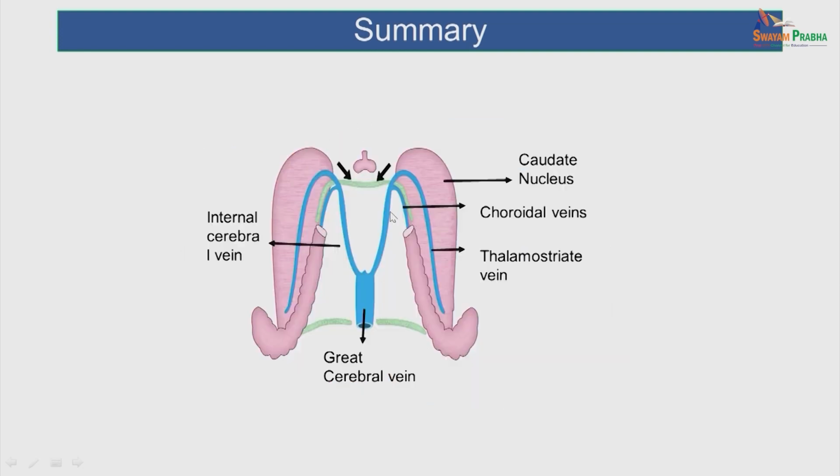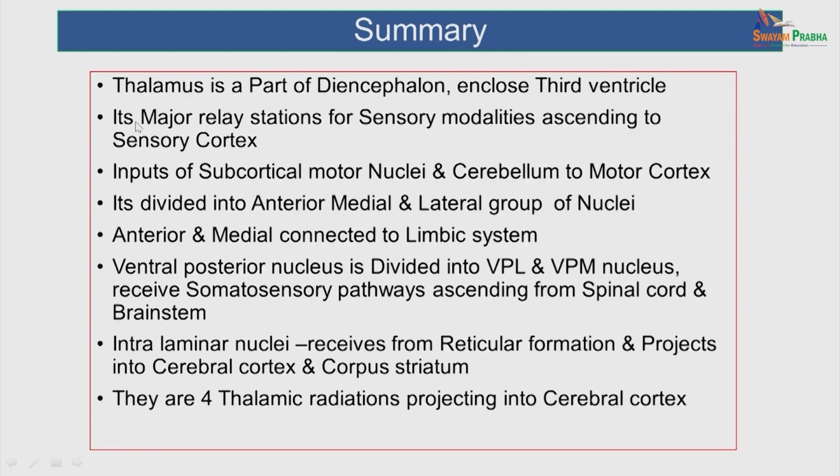Then the venous drainage is by 3 sets of veins: the thalamostriate vein and the choroidal vein together form the internal cerebral vein, which forms the great cerebral vein draining into the straight sinus. So overall, it is a part of the diencephalon which encloses the third ventricle. It is a major relay station for the sensory modalities, with all the ascending tracts going to the primary sensory area. It also has inputs from the subcortical motor nuclei and also from the cerebellum.